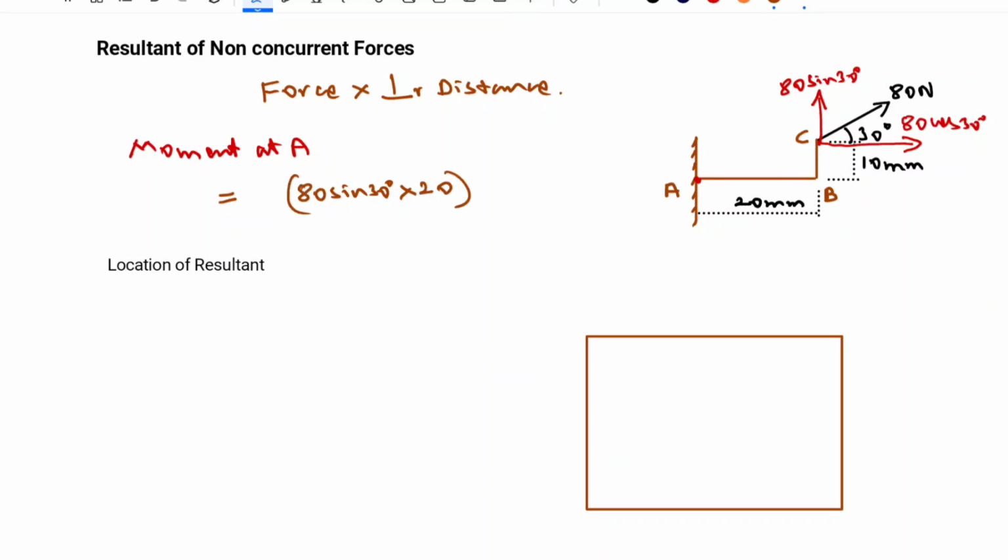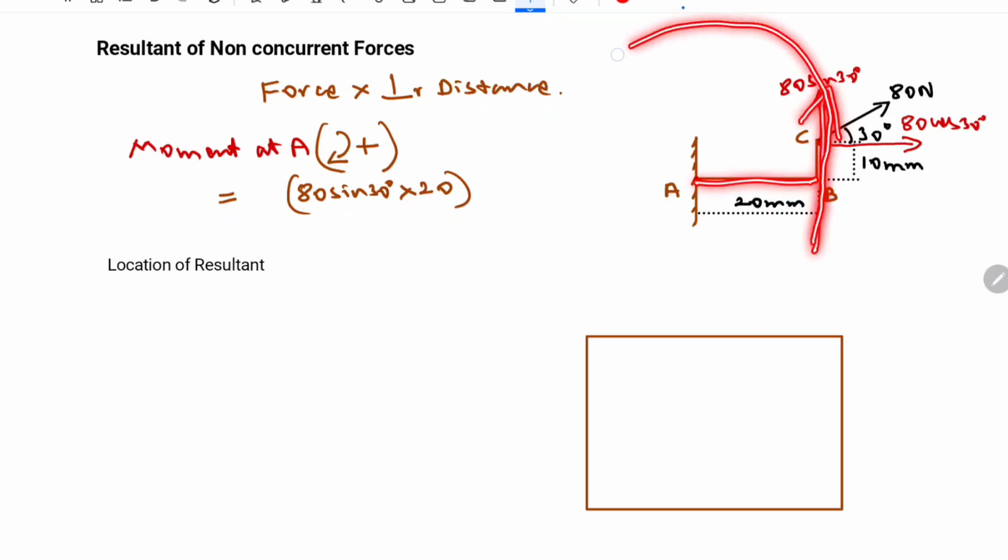In moment, we have to consider one more thing, that is the direction. I'm going to consider the clockwise moment as positive. You can choose any one direction, but I'm considering clockwise as positive. Now coming to the 80 sin 30, this is the fixed point and this is the line of action of the force. If the force acts like this, it will make the system rotate in the anti-clockwise direction, so it is considered negative. So it is minus 80 sin 30 into 20.